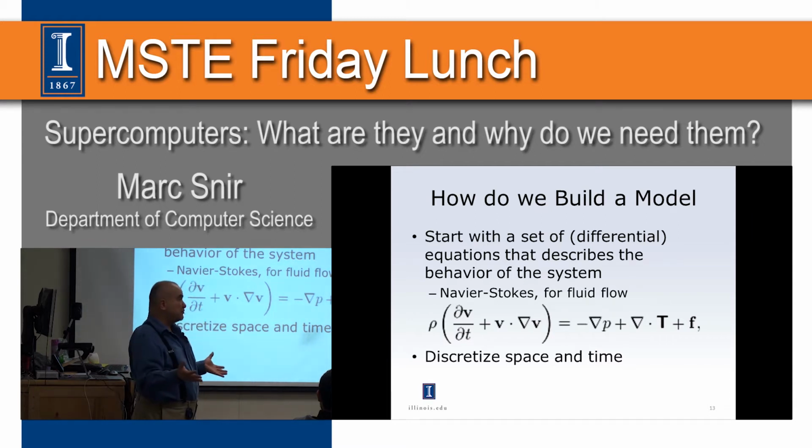So you have one of these equations. You need to discretize it. Computers cannot deal with continuous systems.